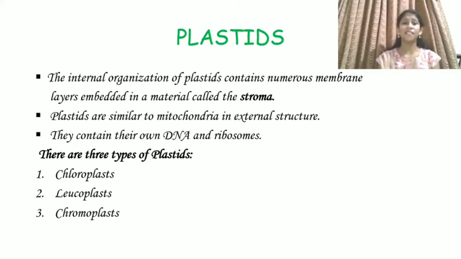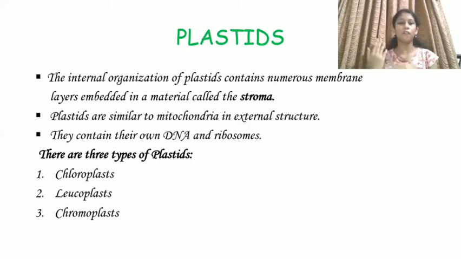Plastids are similar to mitochondria in external structure. They contain their own DNA as well as ribosomes.